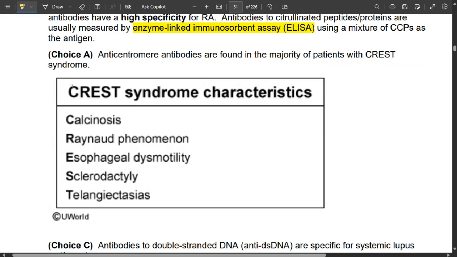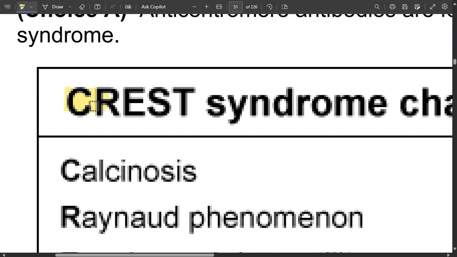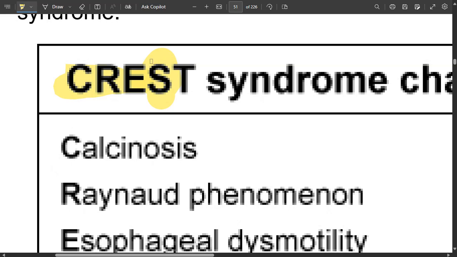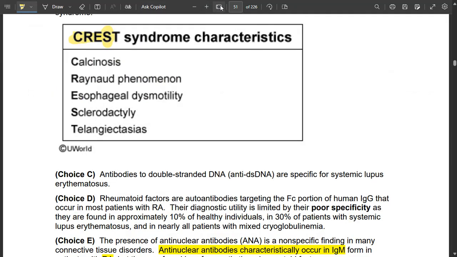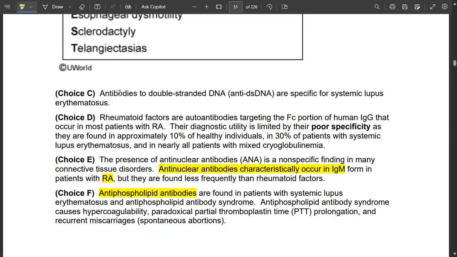CREST stands for: C for calcinosis, R for Raynaud's phenomenon, E for esophageal dysmotility, S for sclerodactyly, and T for telangiectasias. So there is calcinosis, meaning calcium deposition, Raynaud's phenomenon, esophageal dysmotility, sclerodactyly, and telangiectasias. Antibodies to double-stranded DNA are specific for SLE.